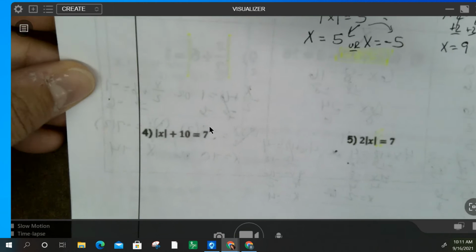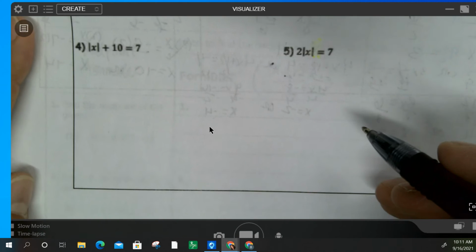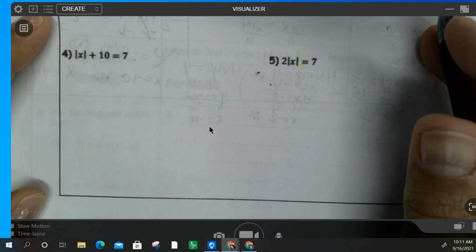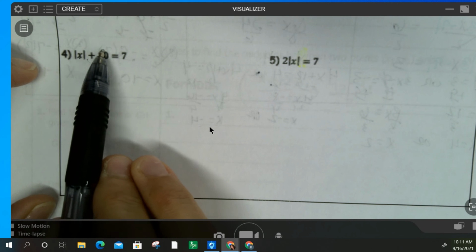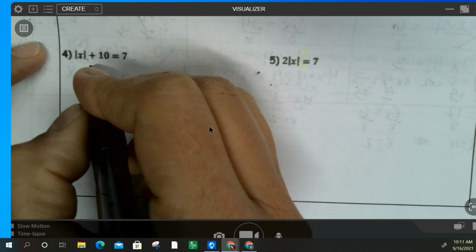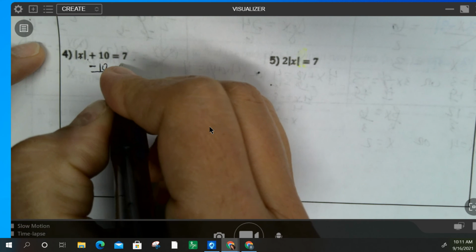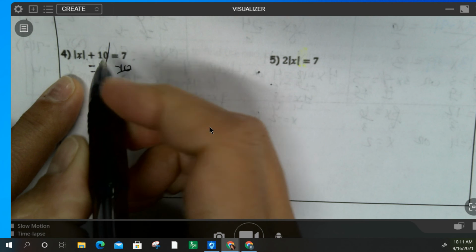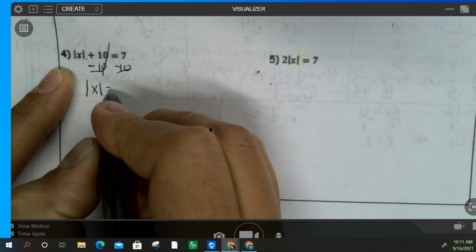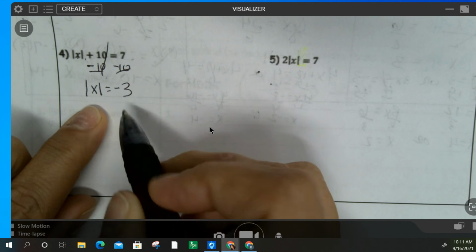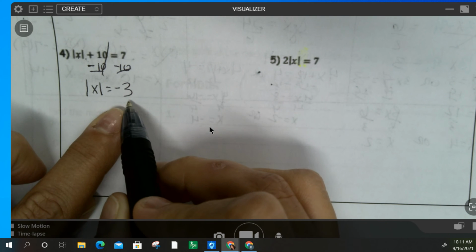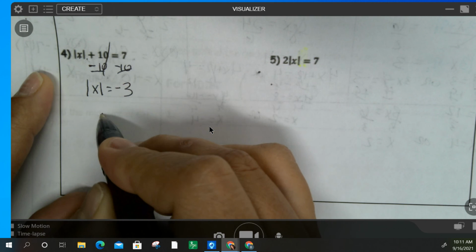All right. Number 4 and 5. All right, so number 4, bars. Okay, this is on the outside of them. I have to get rid of it first. So I now have the absolute value of x equal to a negative 3. All right, bars by themselves, so got that checked. This answer positive? No, the answer is not positive, so this one is no solution.